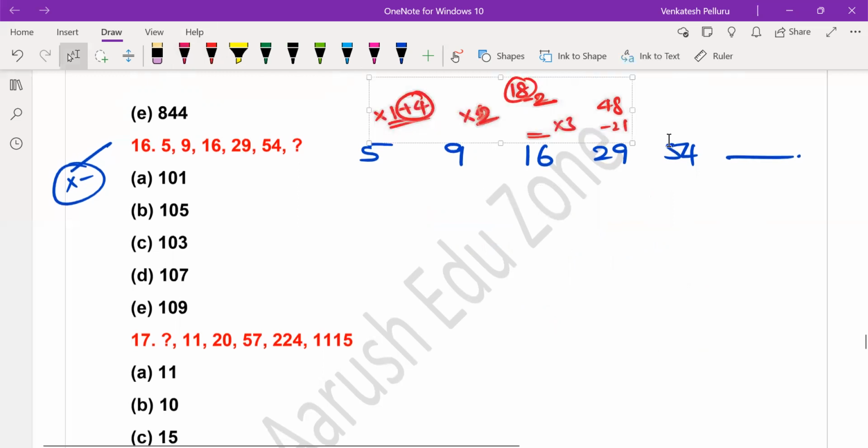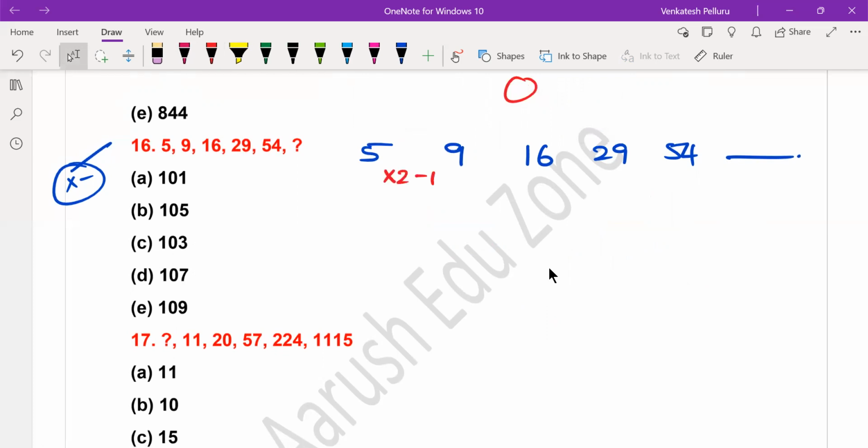So now I have to check the other way. So the other way is nothing but into and minus. So 5 2s are 10, 10 minus 1. 9 2s are 18, 18 minus 2. If you look at the logic, into 2 is common. But here it is minus 1, and the second logic I have used is minus 2. So minus 1, minus 2, minus 3, likewise. 16 2s are 32, 32 minus 3, 29. 29 2s are 58, minus 4, 54. So till now I have got it right. Hence my logic is correct.